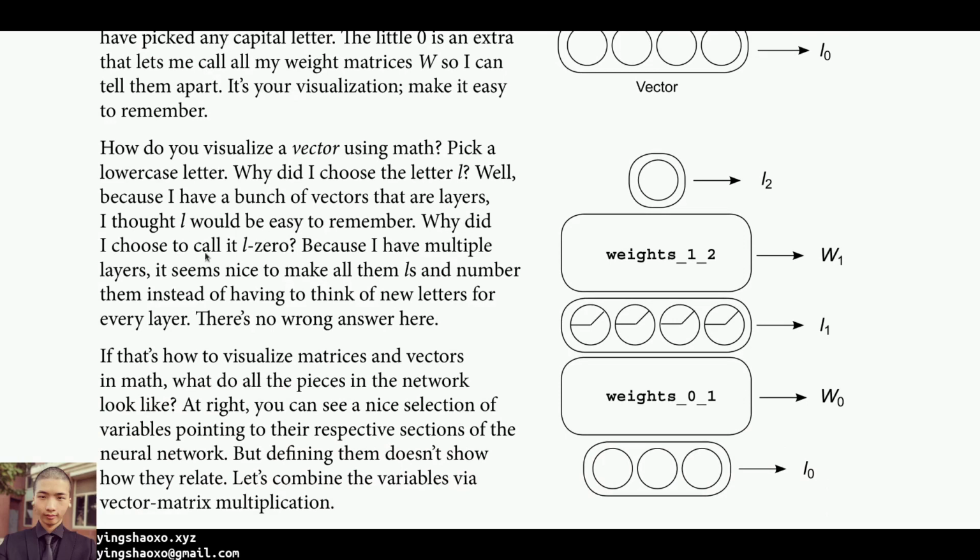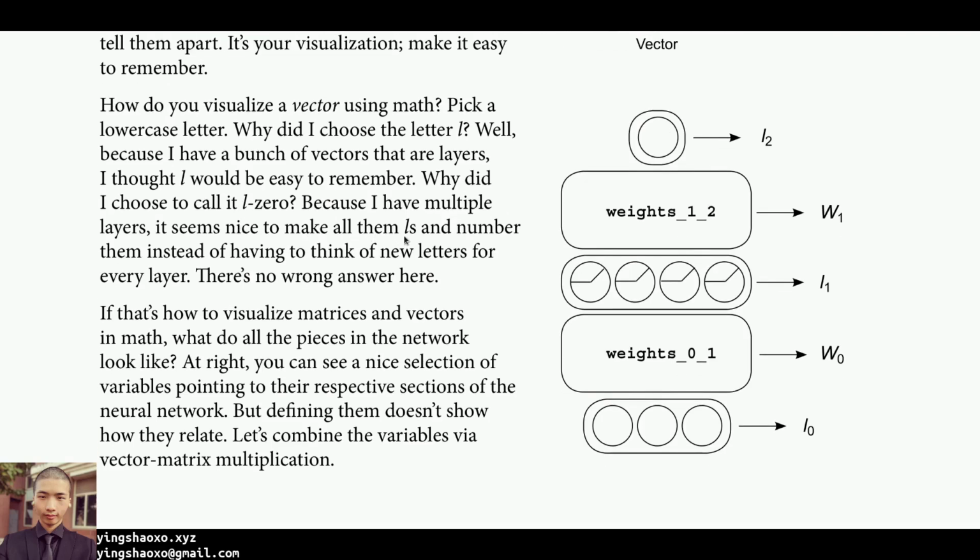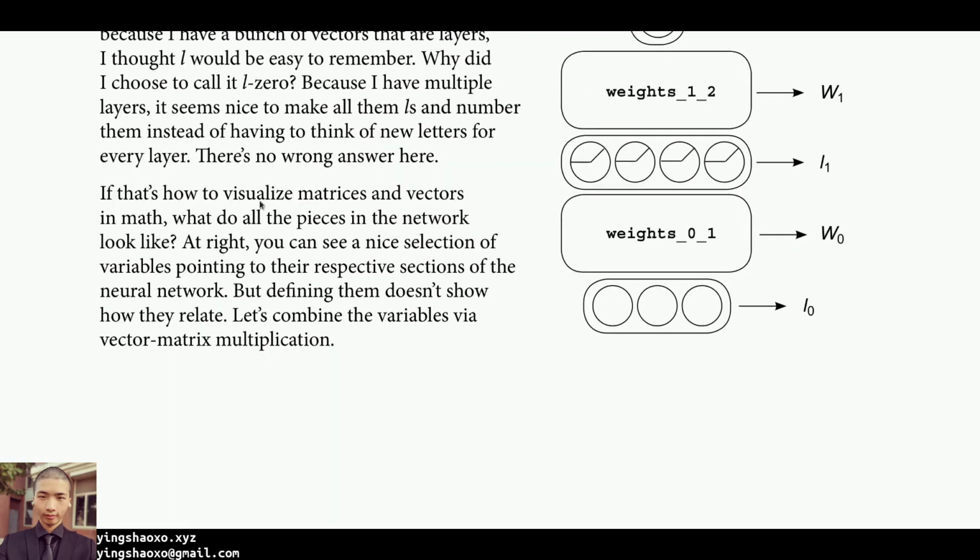Why did I choose to call it L0? Because I have multiple layers. It seems nice to make them all L's and number them instead of having to think of new letters for every layer. There's no wrong answer here. If that's how to visualize matrices and vectors in math, what do all the pieces in the network look like?